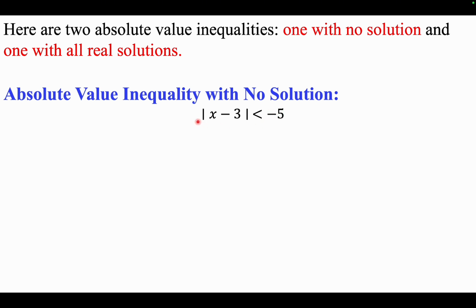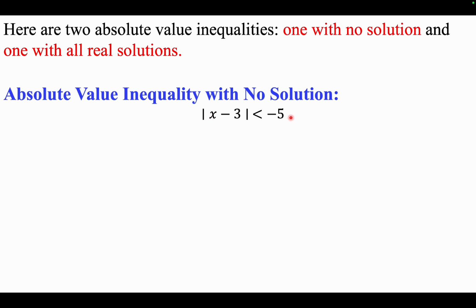Well, remember, absolute value is the distance a number is away from 0. And distance is always positive, or the smallest it could be is 0. So that means the smallest this could possibly be is 0. And if I compare 0 with this number, 0 is less than negative 5 is what I get, which is not true. And therefore, this one has no solution in this case. You cannot come up with an x value that would satisfy this condition.